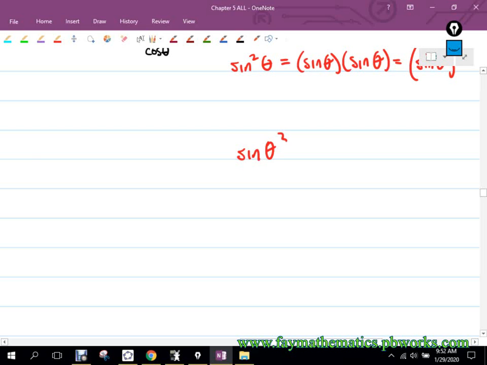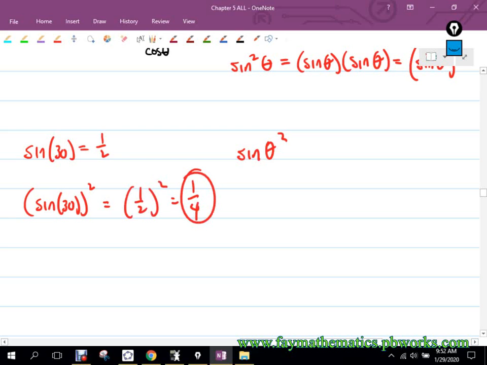If I have sine of, let's say, 30 degrees, sine of 30 degrees is 1/2. Does that make sense? If I square this, what I want that to really do is square the 1/2, and you get 1/4. When I write it this way, I'm squaring the 30 and making it sine of 900, which does not turn out to be 1/4. Does that make sense, everybody?